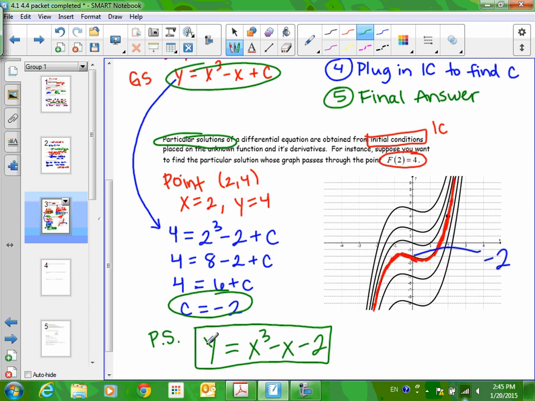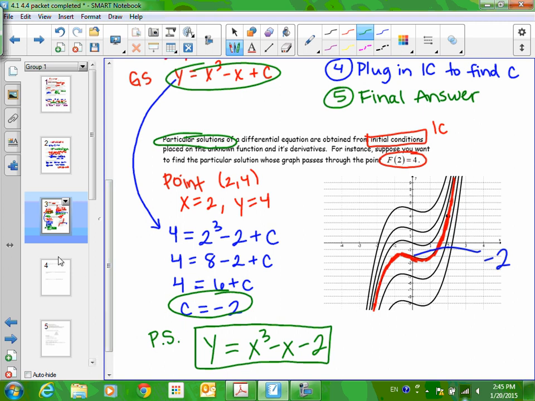And you could even, instead of y, write f of x. That would be fine too. But leaving it as y equals is totally fine. Okay? So this right here is my final answer. What does PS stand for? Particular solution.